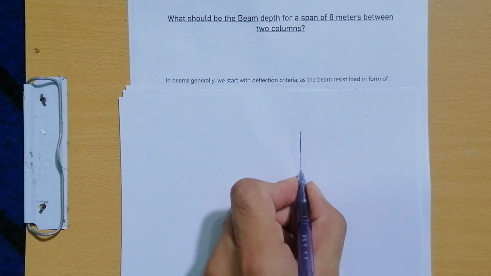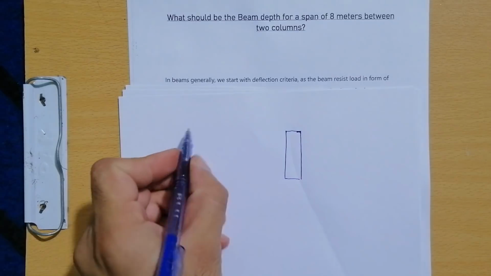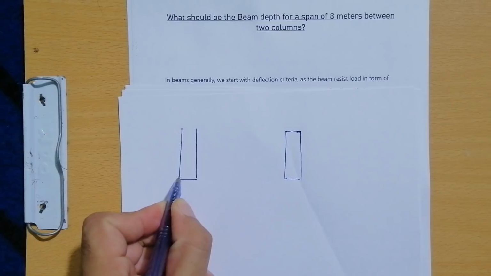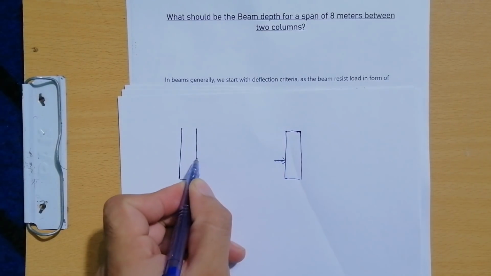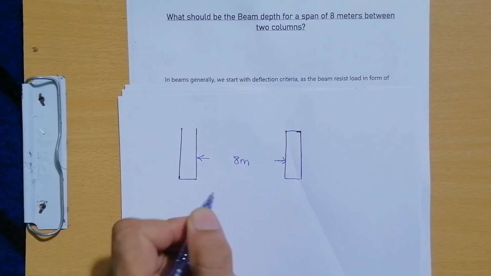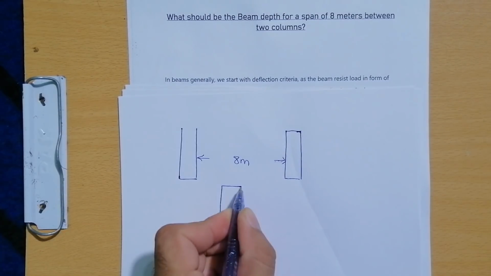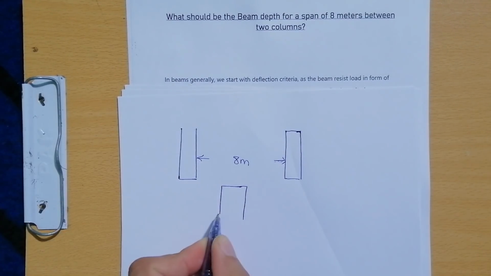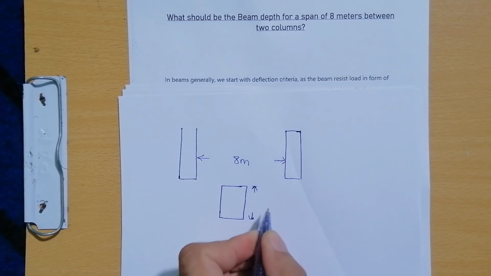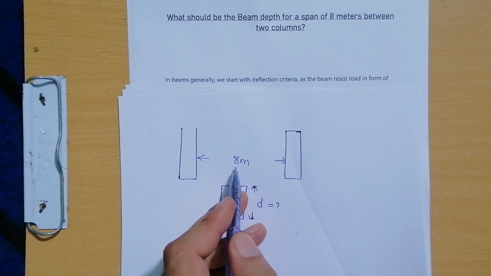Suppose this is one column, and this is the second column. If the span between these two columns is 8 meters, what should be the depth of beam? What should be the effective depth of beam? This is the question. What should be this d if the span is 8 meters?